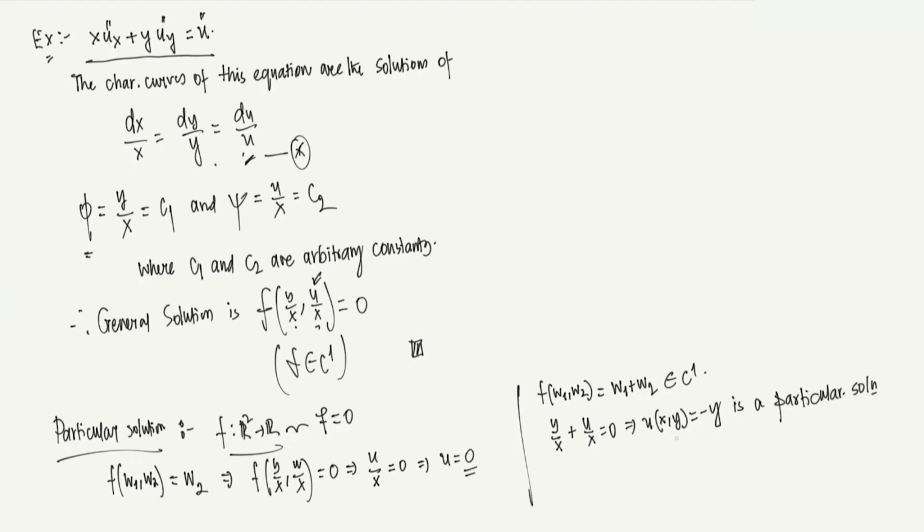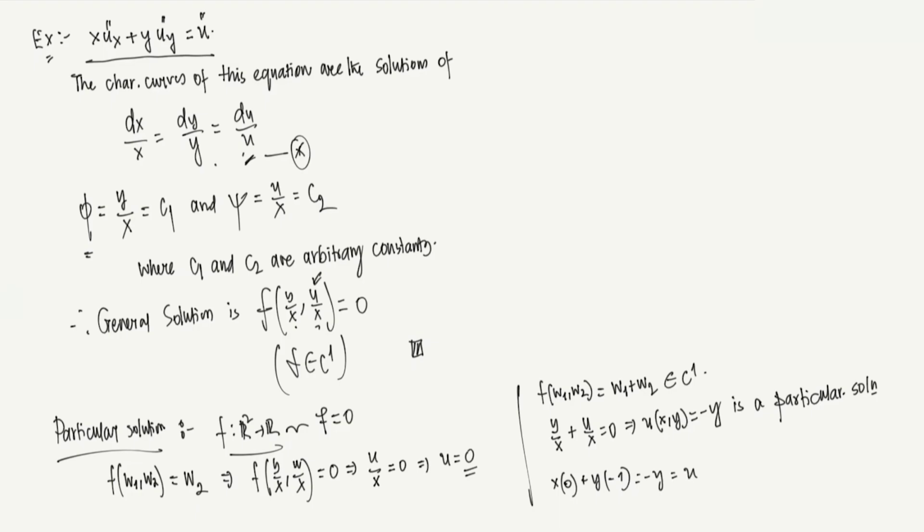Let's see. If u equals minus y is a particular solution, let's look at the equation. x times u of x. What is u of x? If u is minus y, u of x is 0. Plus y times u of y. What is u with respect to y? It is minus 1. So this is basically minus 1 times y, which is u. So you see, that solves the problem.